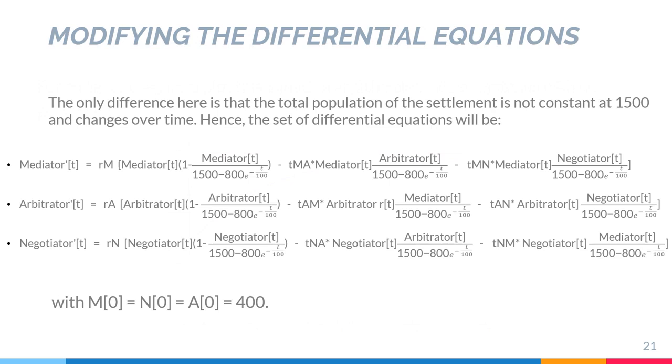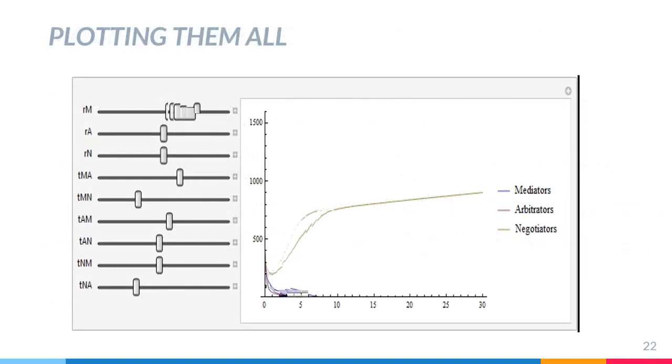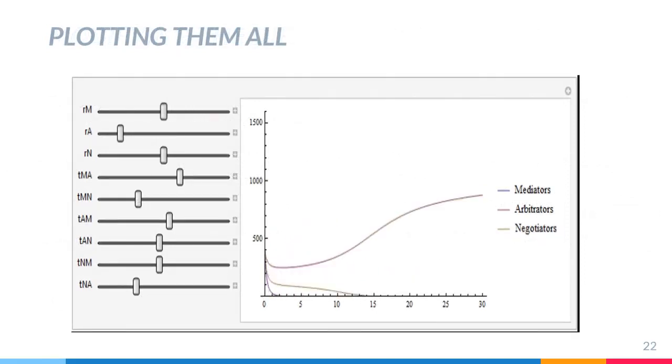In formulating the differential equations for this case, the only difference here is that the total population of the settlement is not constant at 1500 and changes over time. The set of differential equations will be similar to case 1, with the sole difference that 1500 will be replaced by 1500 minus 800 e to the power minus t by 100. Again, we try to solve the given set of differential equations on the Wolfram Mathematica 9.2 system, and following is the plot we get.